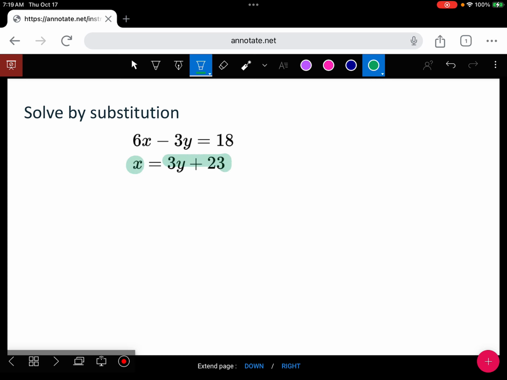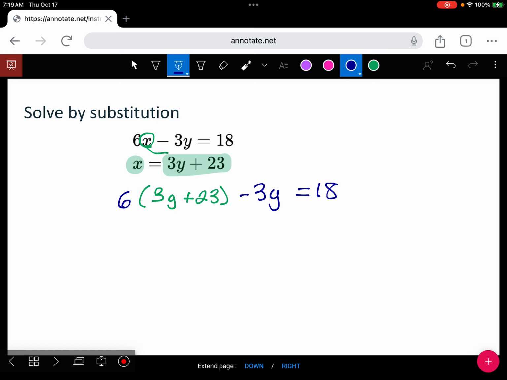I know that x equals this thing, so I'm going to substitute that into this equation in place of that x. So we're going to make this be 6 times, instead of x, we're going to put in what x equals, that 3y plus 23. And then we're going to finish out that first equation, our minus 3y equals 18.